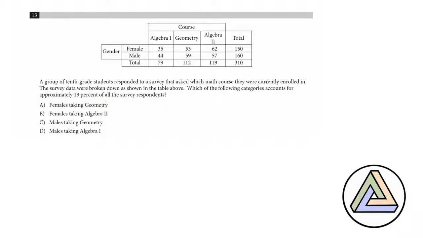Well, all survey respondents would be 310, right? These are all the females. Apparently there are 150 of them. These were all the males. Apparently there are 160 of them. And then there's 310, which is all survey respondents. So we want to know which one of them is 19% of 310. All right, that's essentially what's being asked, which of these categories.